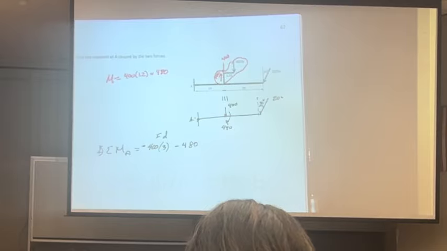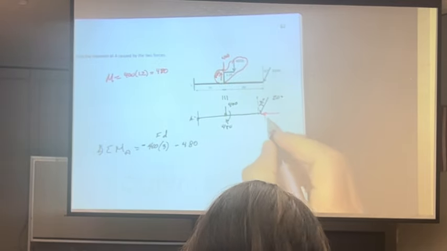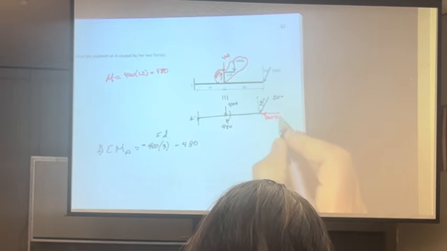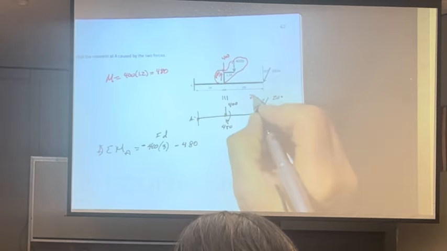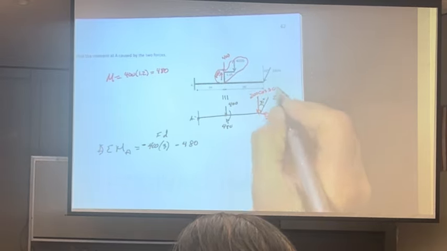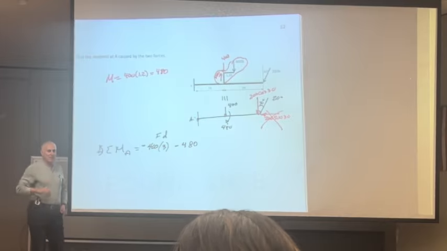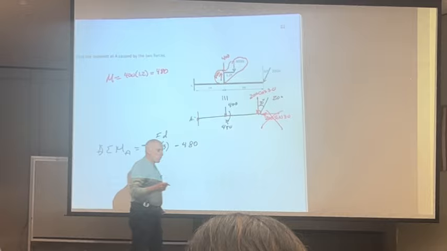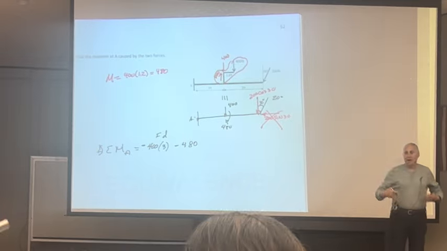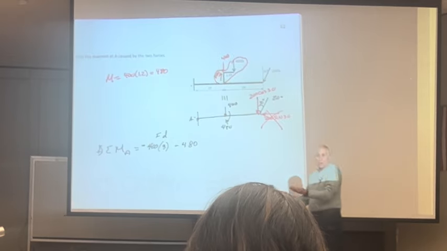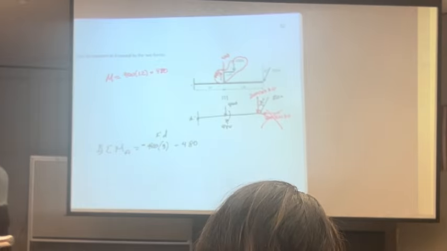Then this guy over here has two components. One this way, which is 200 sine 30, and one this way, which is 200 cosine 30. That one created no moment. What concept am I using here? Varignon's theorem. Varignon said, hey, if you want to do the components of the force and take moments, by all means, go ahead. And that's what I'm doing.